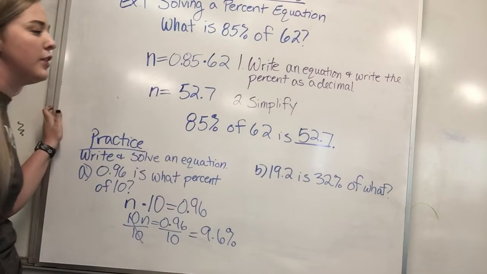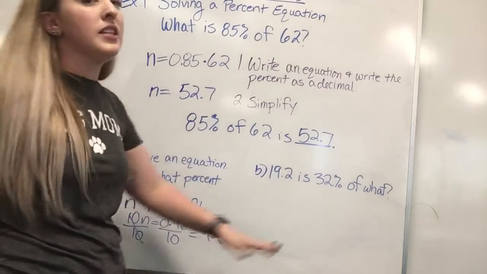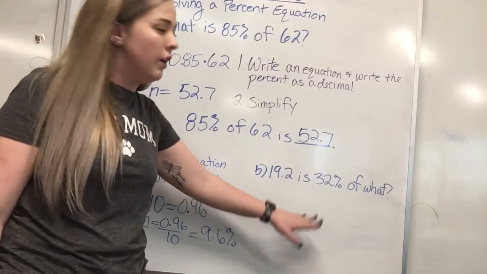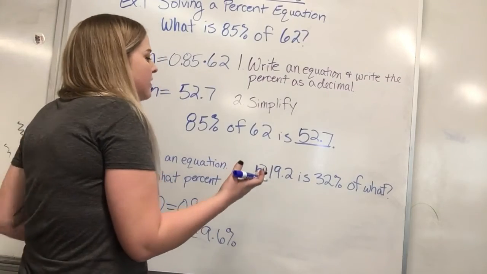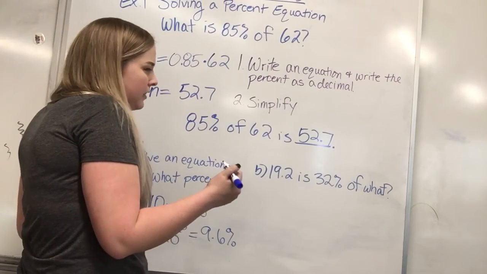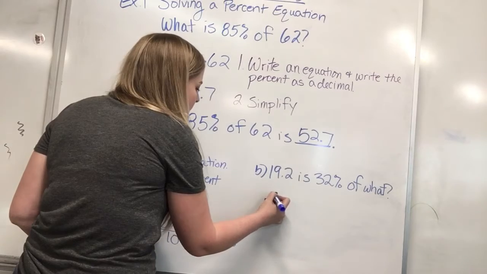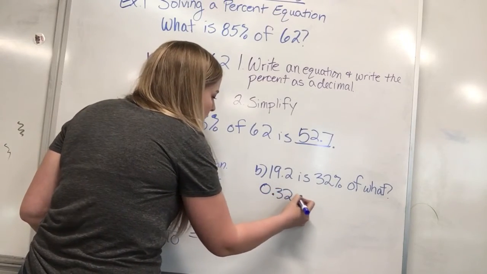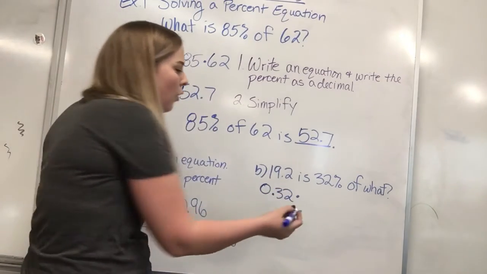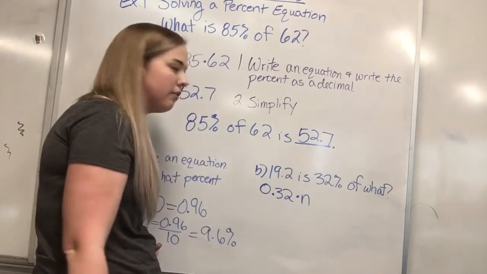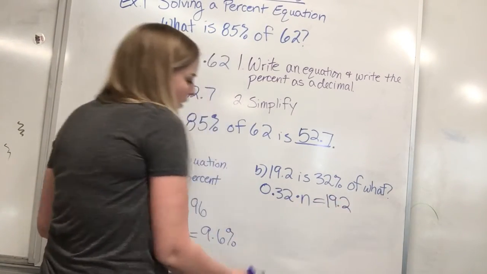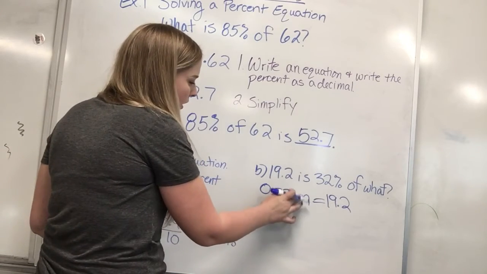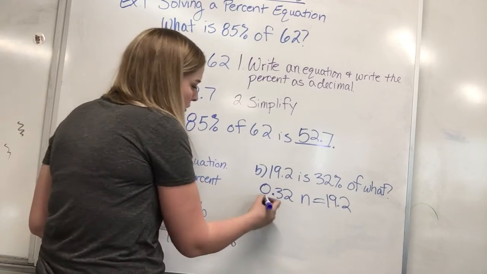Now, 19.2 is 30% of what? In this case, they didn't give you the whole. So we have our percentage. We're going to write it as a decimal. Take a second, write it as a decimal, find the decimal. Pause it if you need to. And our decimal is 0.32 times, we don't know the whole, so that's going to be our variable, equals our part, 19.2. We're going to balance the equation, and that's 0.32n.